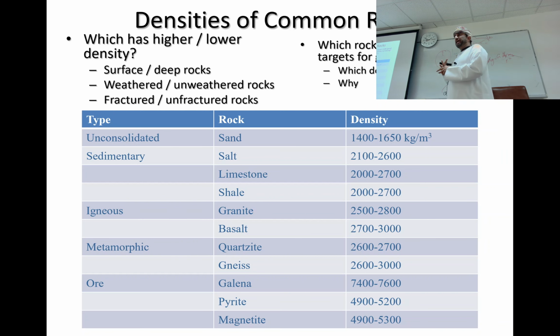Another factor is their age. Another factor is dolomitization. For example, limestone getting dolomitized: dolomite is a little bit denser than limestone itself. Another important parameter is porosity, and also fractures, whether the rocks are fractured or not. What do fractures do to the rock density, do you think? Will it reduce or increase? Reduce, decrease.